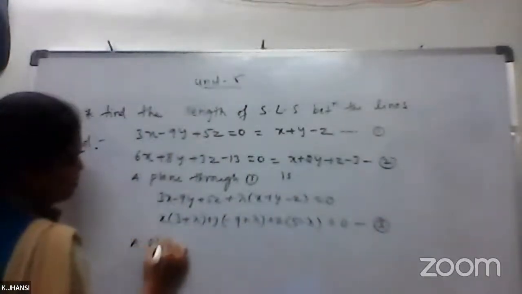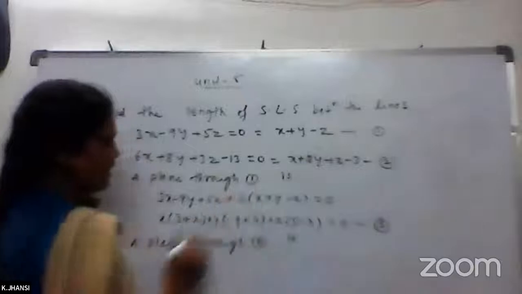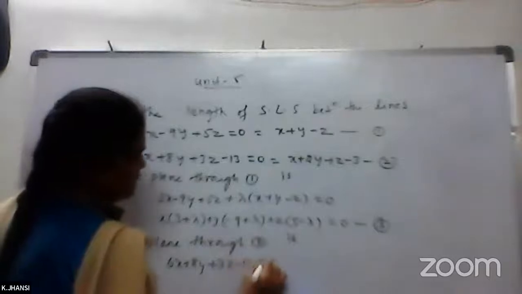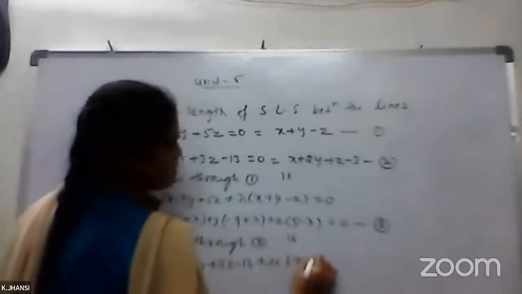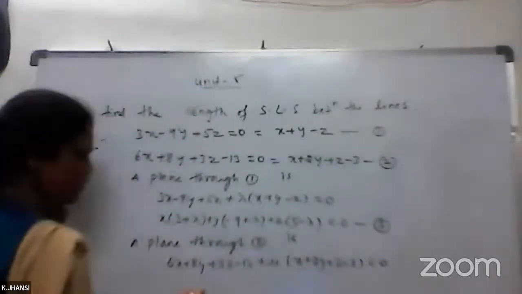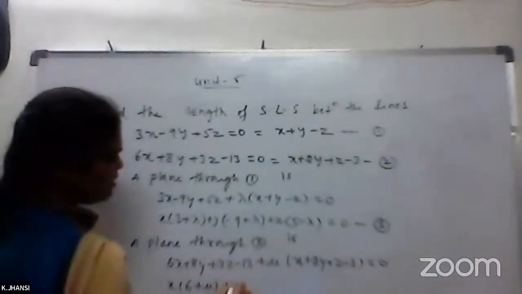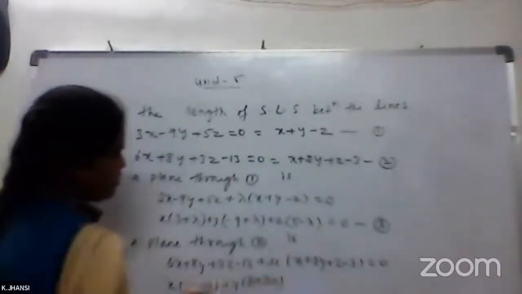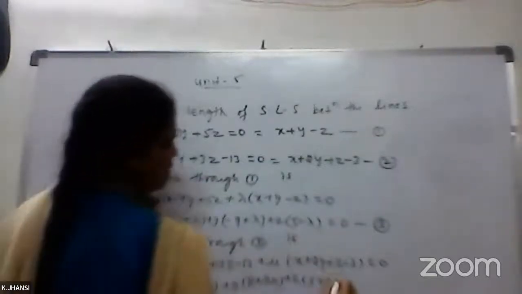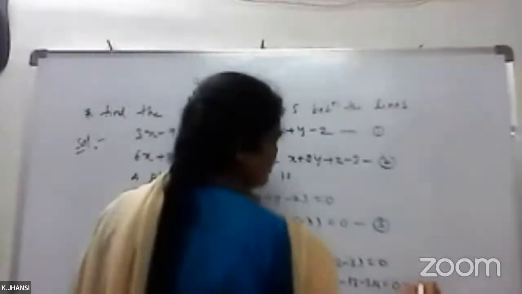Now a plane through line 2. Okay. Second line, it is 6x plus 8y plus 3z minus 13 plus mu into x plus 2y plus z minus 3 equals to 0. So for this also you take out the x, y, z common. So x into 6 plus mu, plus y into 8 plus 2 mu, plus z into 3 plus mu, and we have here a constant, that is minus 13 minus mu, equals to 0. Okay, so this is the fourth equation.